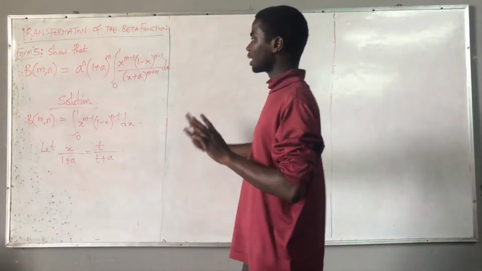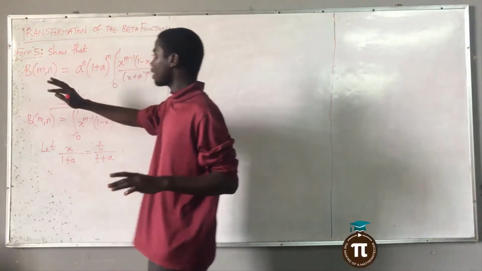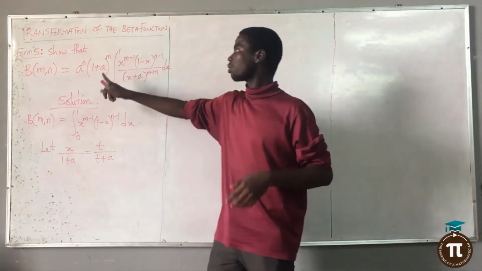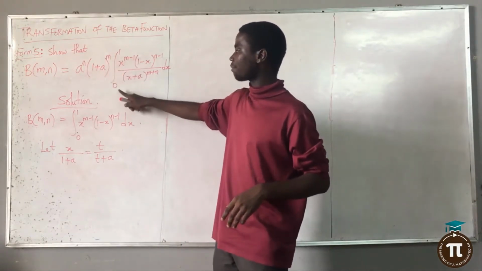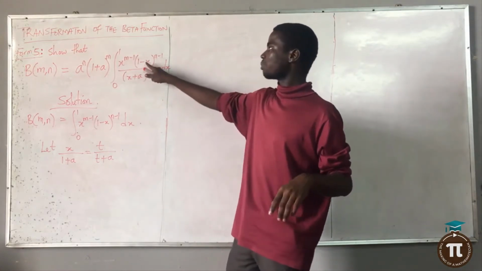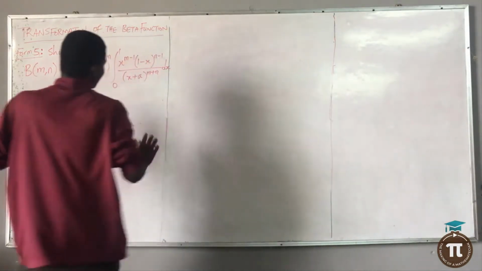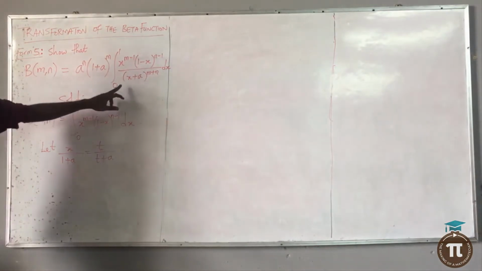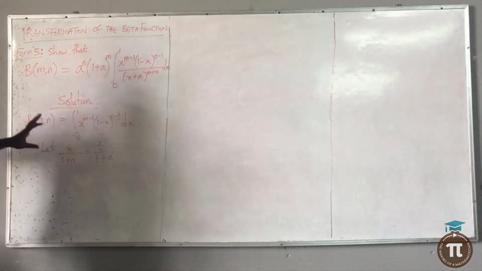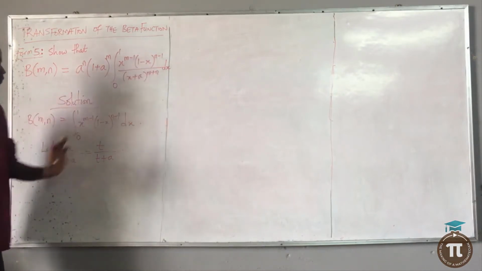Question 5 says show that beta of m comma n is equal to a raised to the power of n, over (1 plus a) all raised to the power of m, times the integral from 0 to 1 of s raised to the power of m minus 1, then (1 minus s) raised to the power of n minus 1, all over (x plus a) raised to the power of m plus n, ds. So this is what we are going to prove.